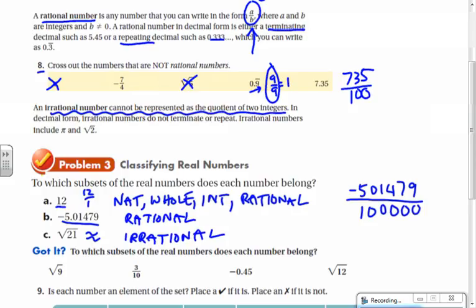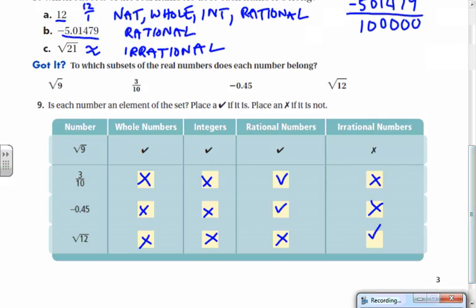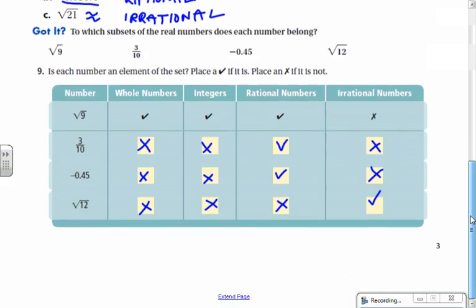All right, so go ahead and try this. Got it here. I'll pause and you can give it your best shot. All right, so check your answers there.